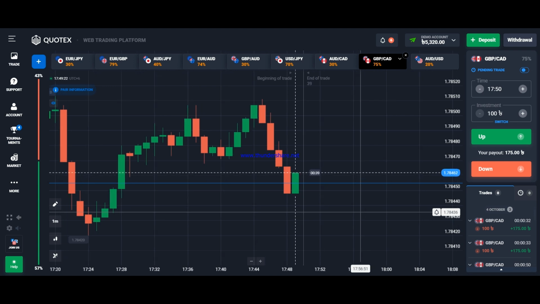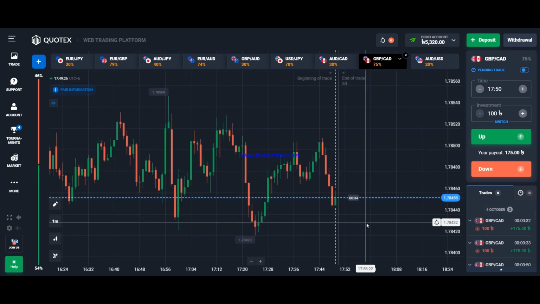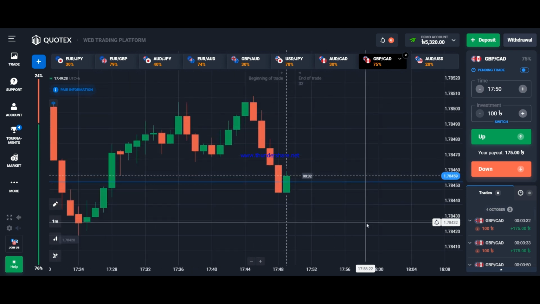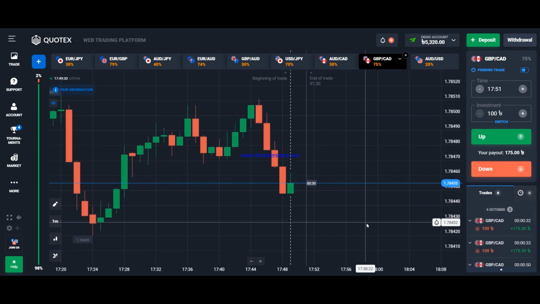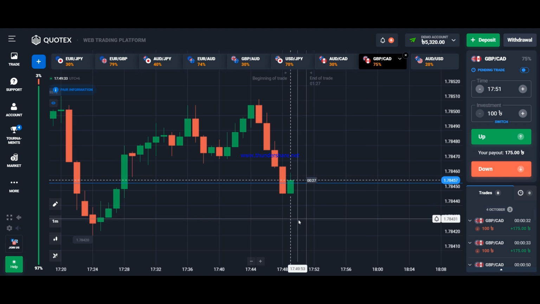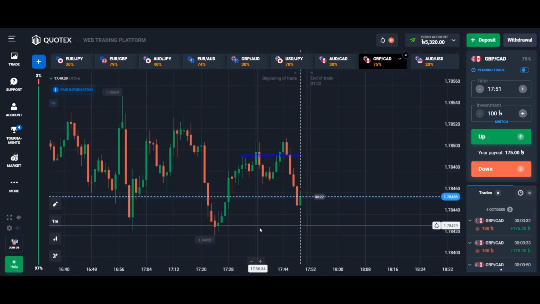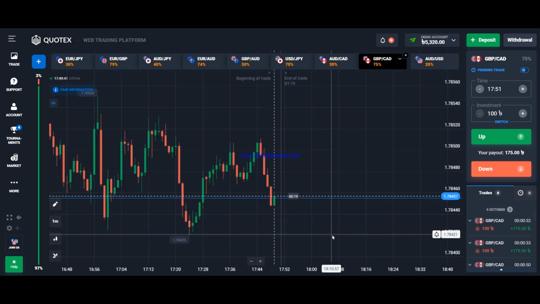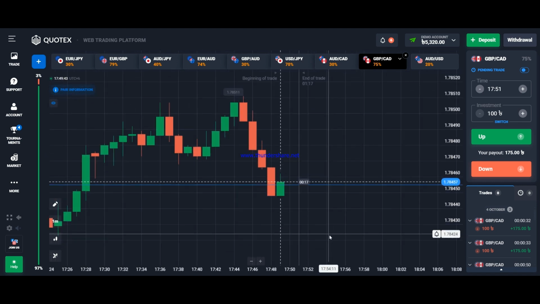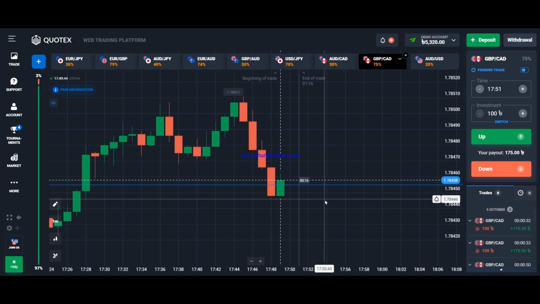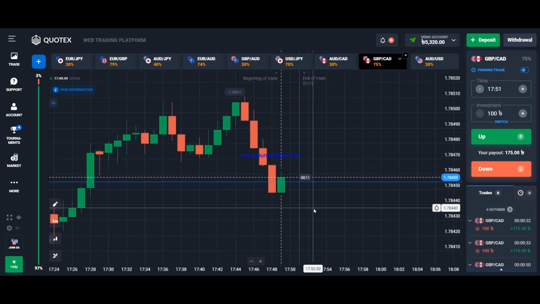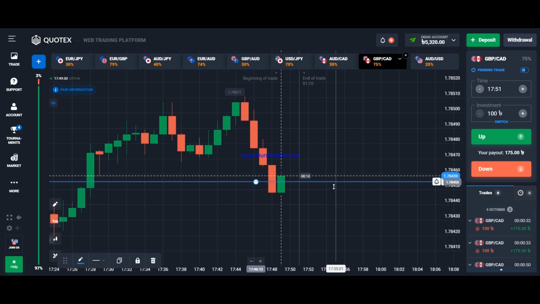I think I did not place any trade in this candle because it broke 55 at the last moment. Let's wait a bit here and see what I did from here.